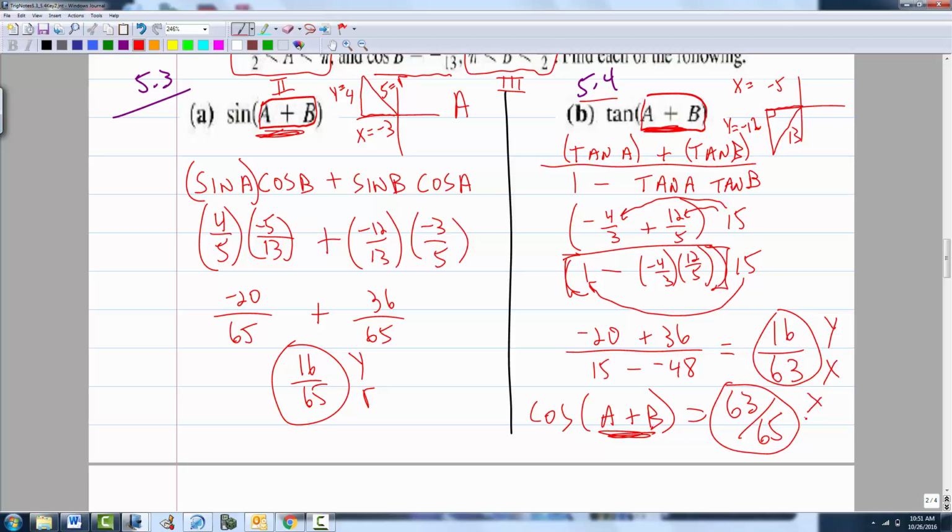X over R. X is right here. R is right here. Say I asked A plus B, cosine of that. It's the same triangle. It's the same angle measure, whatever A and B are. I don't know what they are, but I know it's the same.